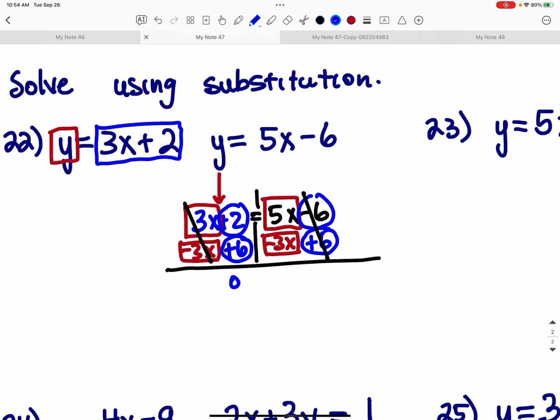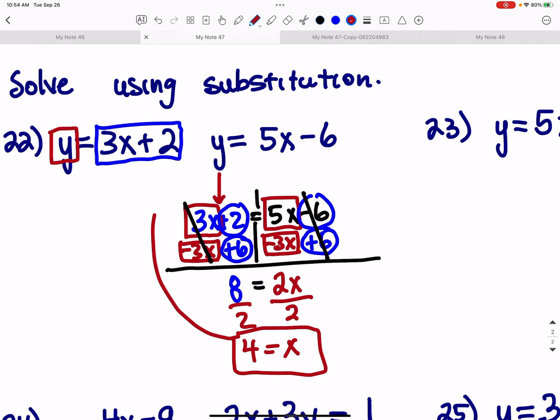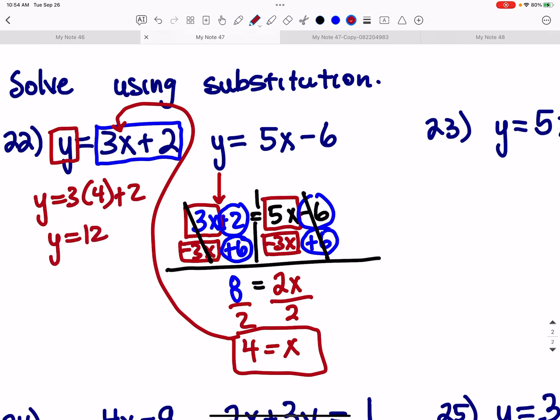So we have 8 equals 5x minus 3x is 2x's. We're going to kill the 2. And x equals 4. Okay, so if x equals 4, I'm not done yet. You have to plug it back into this equation and say, okay, y equals 3 times 4, because x is 4, plus 2. Y equals 12 plus 2, y equals 14.